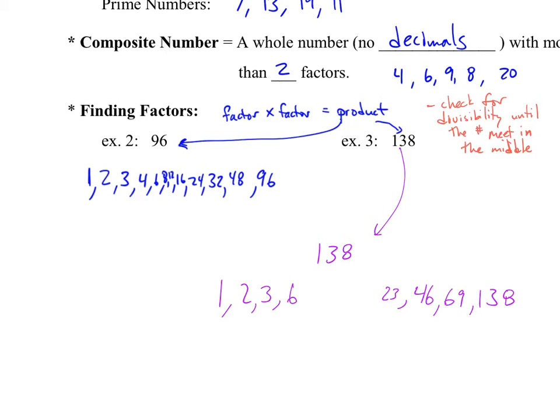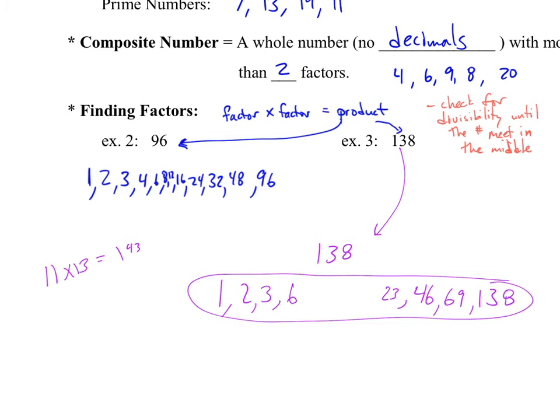So 11 times 13 equals what? 143. Because it's too high. So we have to be smaller than 13. And we've tried 10, 9, 8, 7, 6, 5, 4, 3, 2, 1. So the only number we have left to try now is 12. 12 times 12 is 144. And that one doesn't work, so we're done. So these are all our factors right here. Okay, so you try them until you get close together.